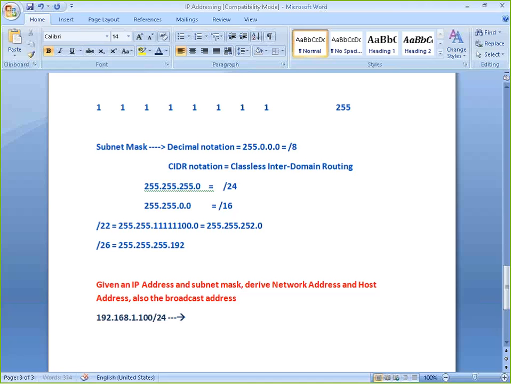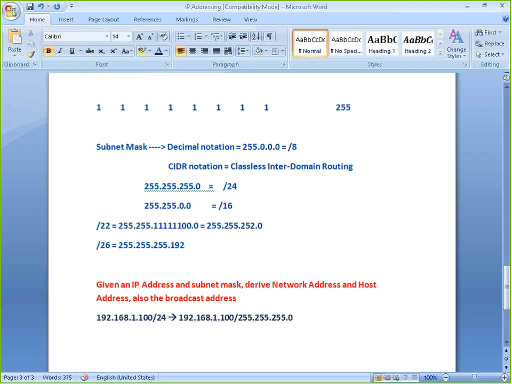Okay, so the decimal notation for the subnet mask in this example is going to be something like this. I'm going to put up the IP address as it is. It's effectively represented as 192.168.1.100, and the subnet mask is 255.255.255.0. So that's the question that is given to us. Based on this question, we are supposed to derive the network address, the host address, and the broadcast address. These are the three things that we are going to derive here. So let's go ahead and do that.